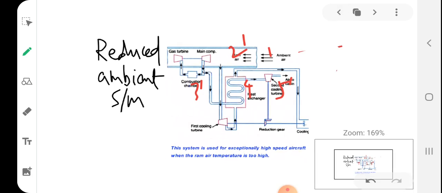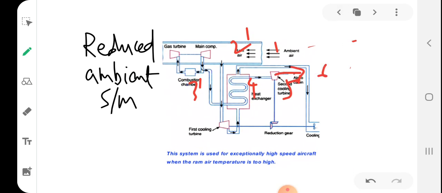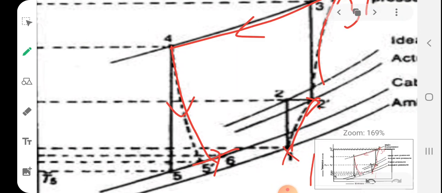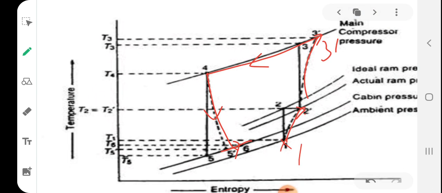5 to 6, it enters the cabin. The heat absorption or the refrigeration in the cabin takes place. So this is the property change, the TS diagram, for the working fluid air in the reduced ambient system. Similarly in this case also you can find the COP by taking the ratio of refrigerated effect by work. Only one work is required because only one compressor is used. If you have two compressors, for example in the Bootstrap system, to get total work you have to add the work of both compressors. So that is how the working of different aircraft refrigeration systems takes place.